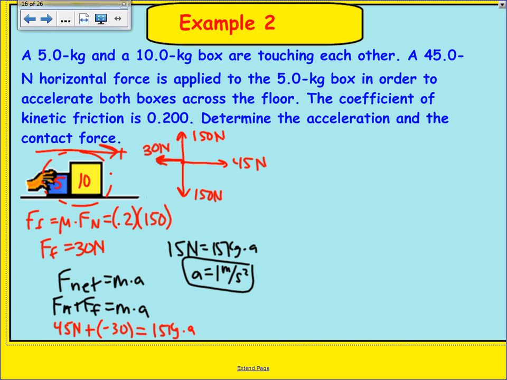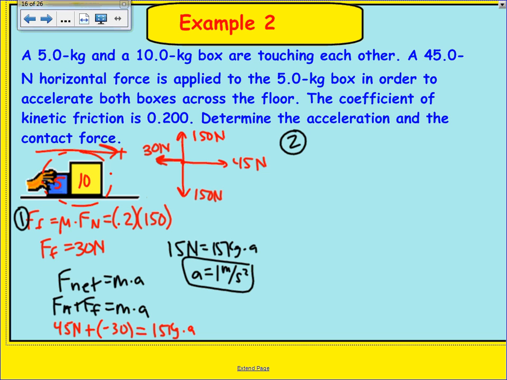And that makes sense because before, when there was no friction, it was 3. So it makes sense that there's less acceleration when there's friction. So that was the first problem, which is solving for the acceleration. Now I'm going to solve for the second part. I'm going to solve for the force between the blocks, or the contact forces. Now remember, you only have to choose one block at this point. Choose whichever block you want.